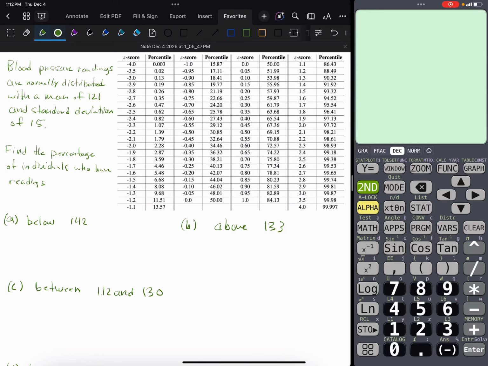All right. In this example, we're asked to use the fact that systolic blood pressure readings are normally distributed. We're given the mean and the standard deviation. So we're given a mean of 121. So X bar is 121, and my standard deviation is 15. And we're asked to find the percentage of individuals who have readings that are below, above, or between different values that we've been given.